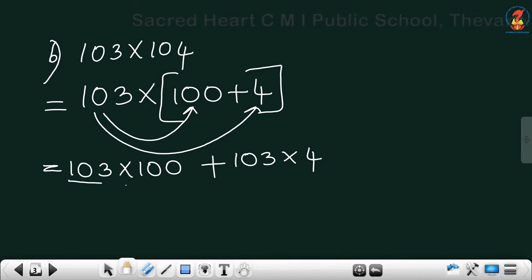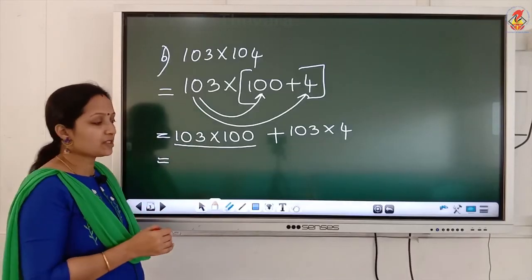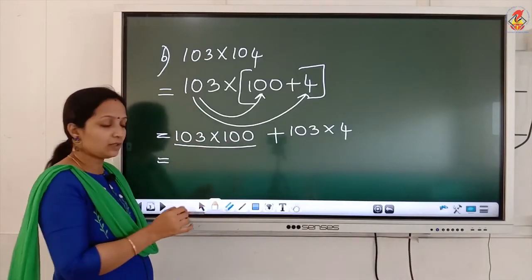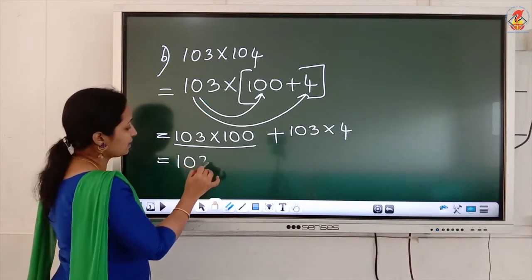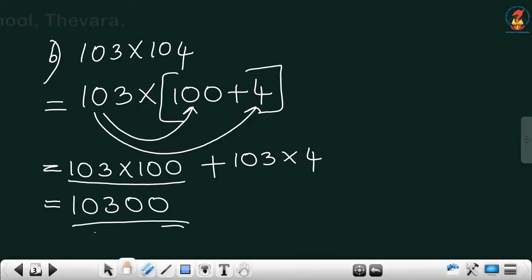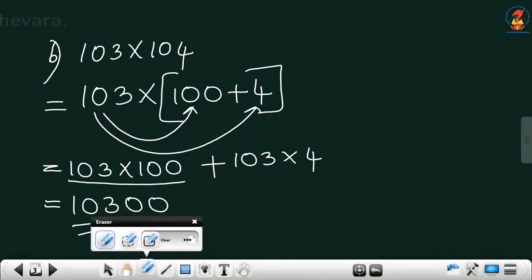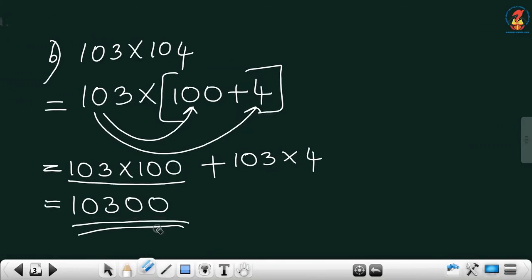Then 103 into 100, what is the answer? If you want to multiply a number by 100, just write the number and add that many zeros. So, how many zeros are there? 2 zeros. So, what is the answer? 10,300. This is the multiplication answer, not the final answer.